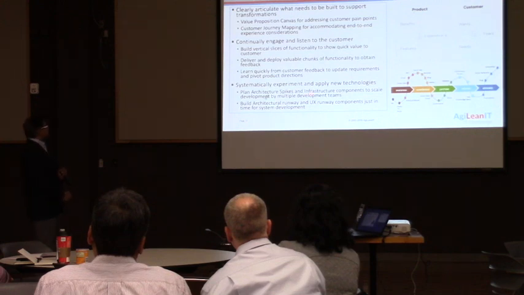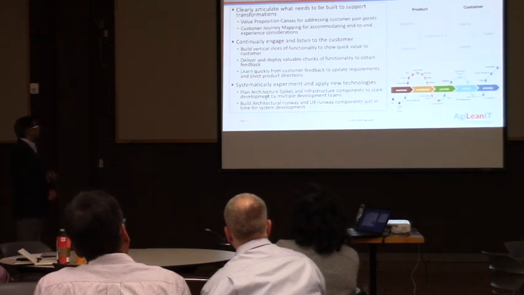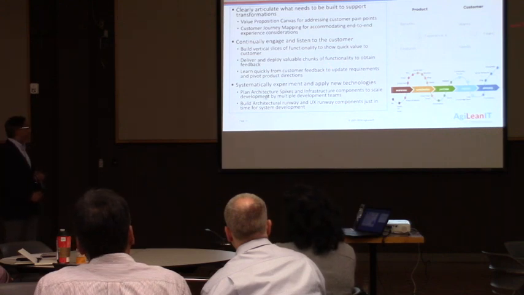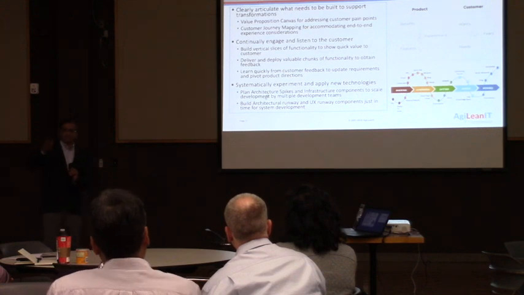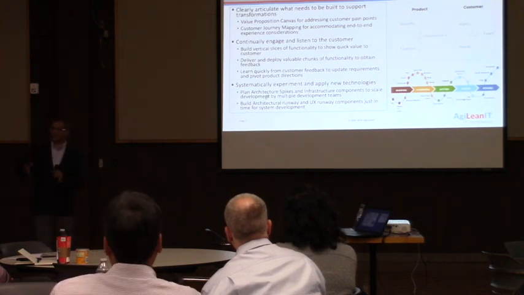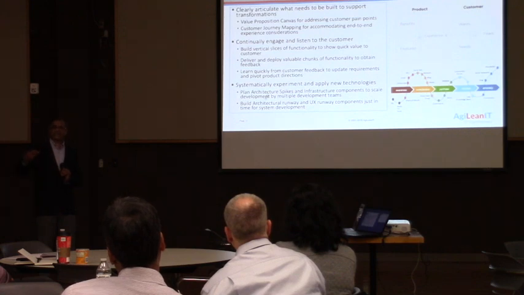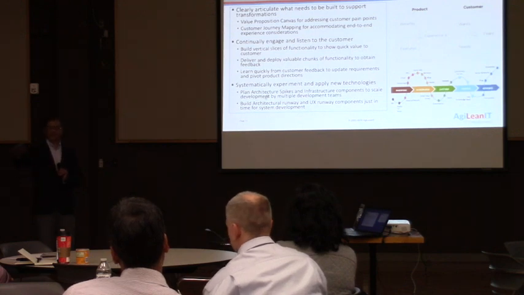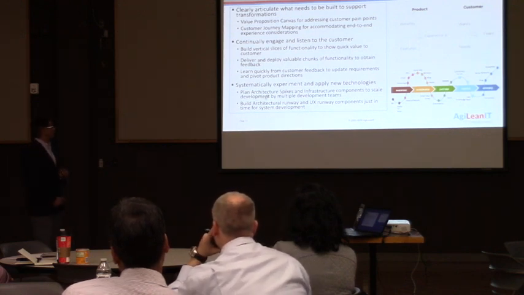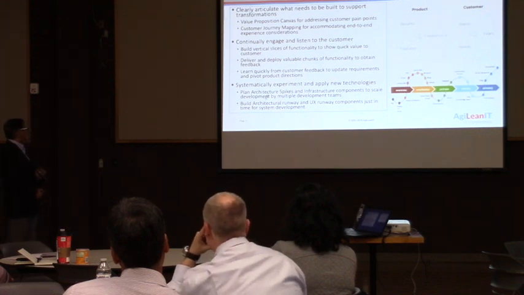So to be successful, we need to continually engage and listen to the customer, because we had to build thin vertical slices of functionality so you can deploy quickly to the customer, bring it back to get the feedback from them, make course corrections, learn continually and pivot or enhance your product and take it to the customer again. So it's very important that we do that.